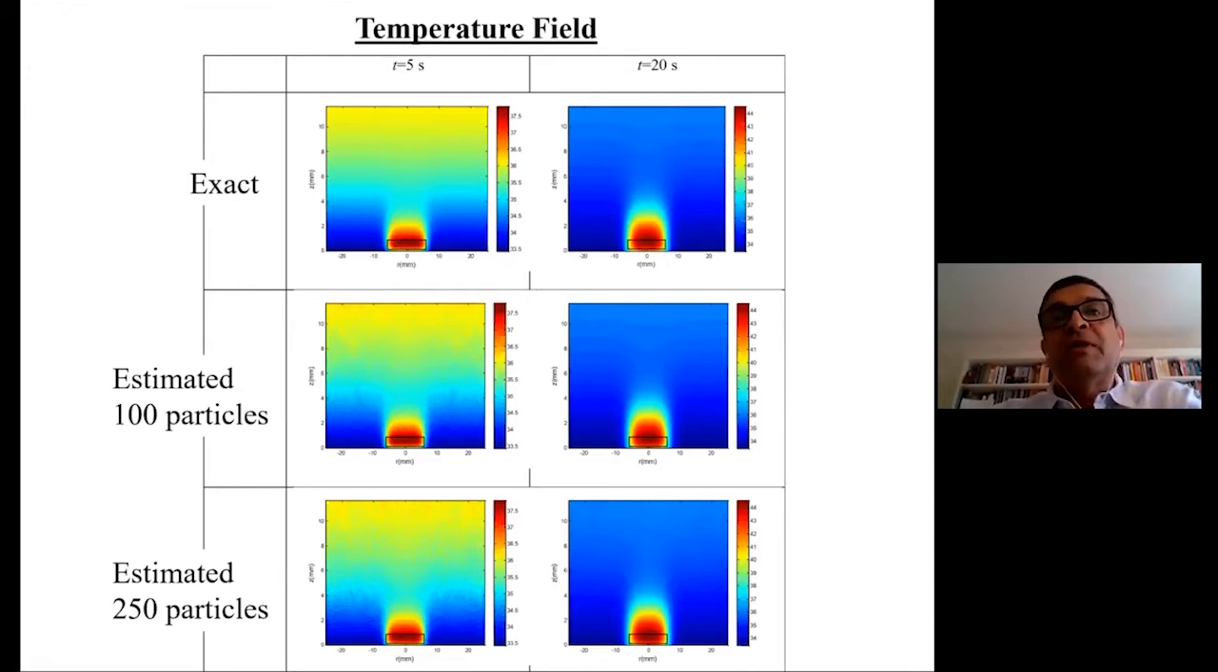These two figures on the top show the exact temperatures, while the other four below show the estimated temperatures obtained with 100 particles and with 250 particles. We see that the transient temperatures are quite accurate in the whole region, but particularly in the tumor region that is of major interest for hyperthermia.